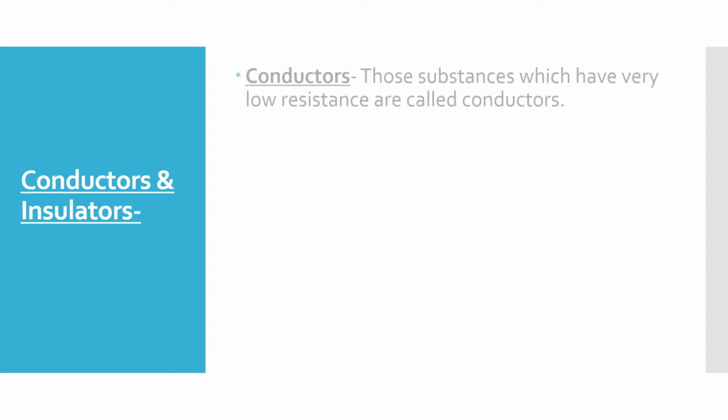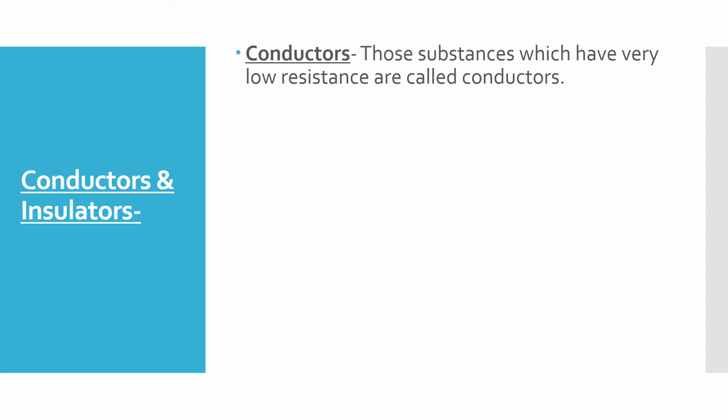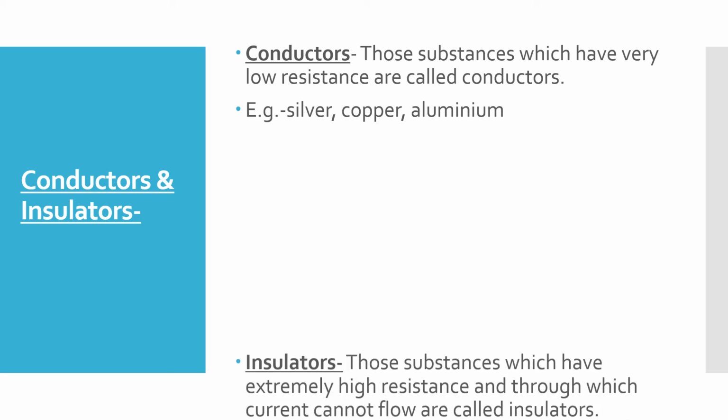Then the next part is conductors and insulators. Now, at first, conductors. Conductors are those substances which have very low resistance. These substances have very low resistance, therefore they can carry current through them, and therefore they are known as the conductors. All the metals are good conductors of electricity. Here are some examples of metals: silver, copper, aluminium, etc.